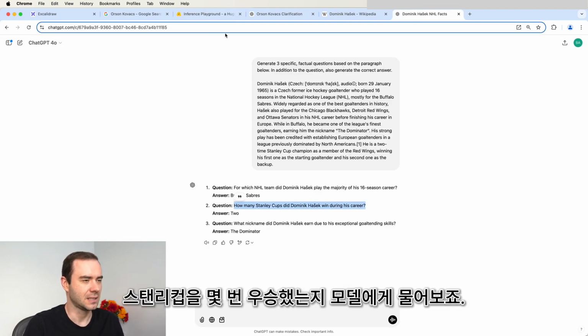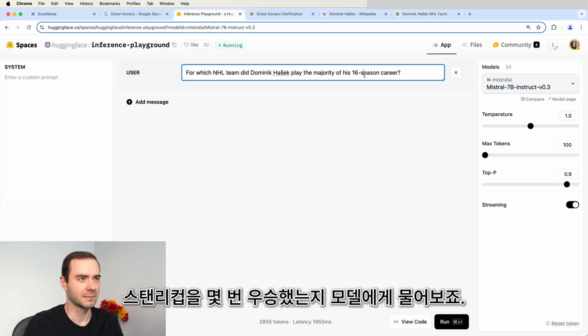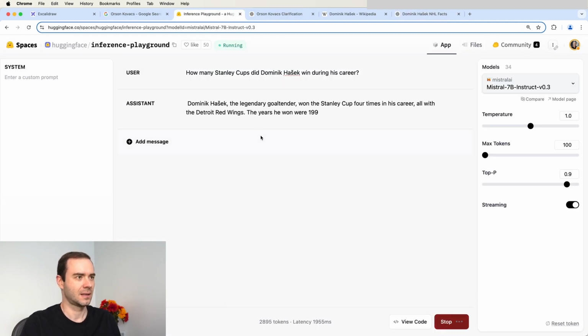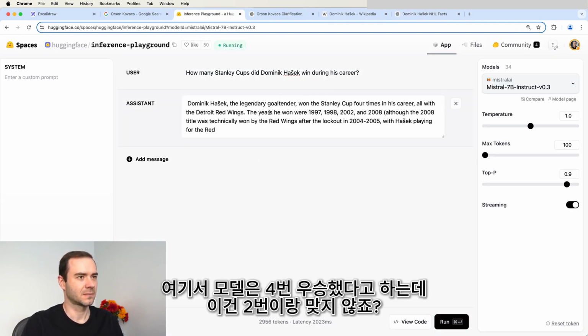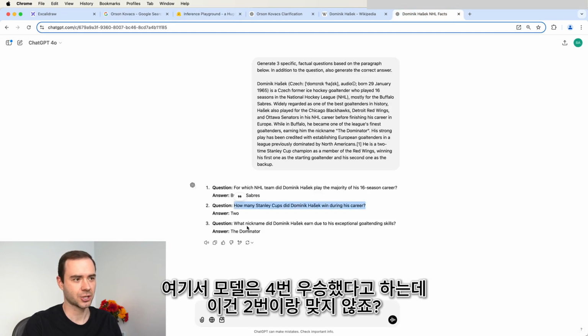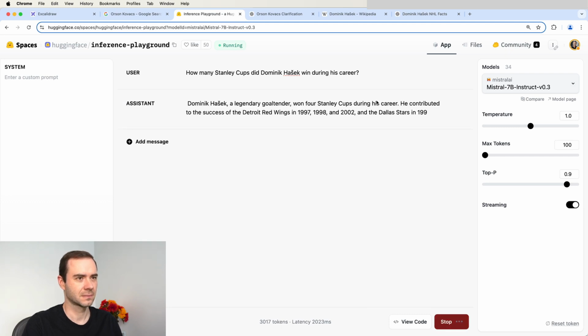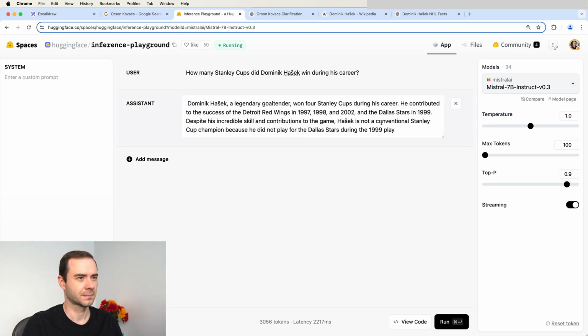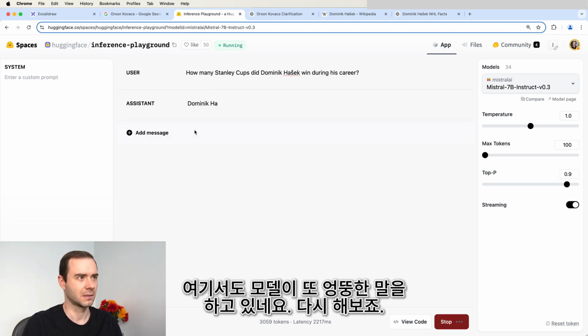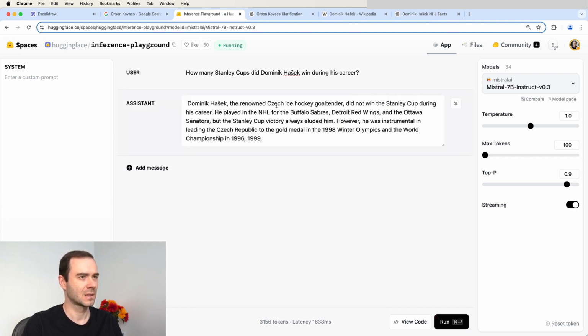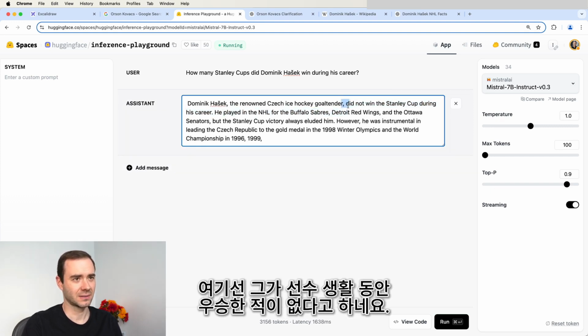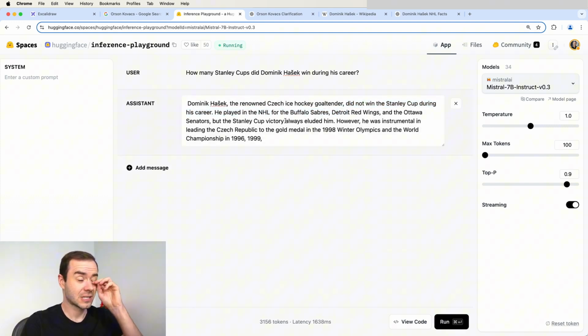How many Stanley Cups did he win? Again, let's interrogate the model about that, and the correct answer is 2. Here the model claims that he won 4 times, which is not correct, right? It doesn't match 2. So the model doesn't know, it's making stuff up. Let's try again. Here the model is again making stuff up. Let's try again. Here it says he did not win during his career. So obviously the model doesn't know.